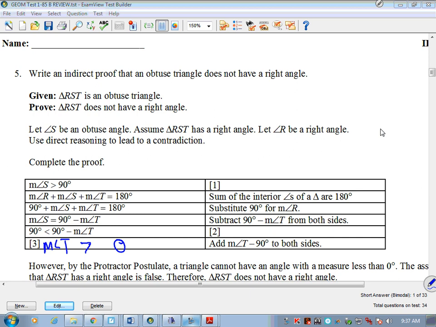Oh, it should be less than 0? Well, yeah, that would make sense. It would have to be less than 0. Okay, and so what they're doing is they're indirectly proving that it cannot be, because you can't have an angle that's less than 0 degrees. All right, kind of bungled that. All right, let's go on to number 6.